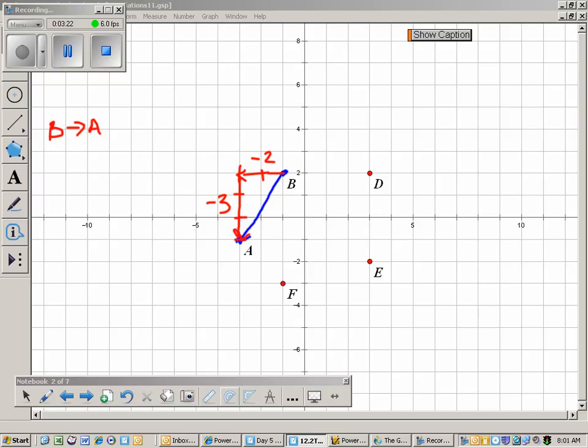that rule is going to be x comma y is mapped onto x minus 2, comma, y minus 3. And so that just explains the relationship between all of the x and all of the y.